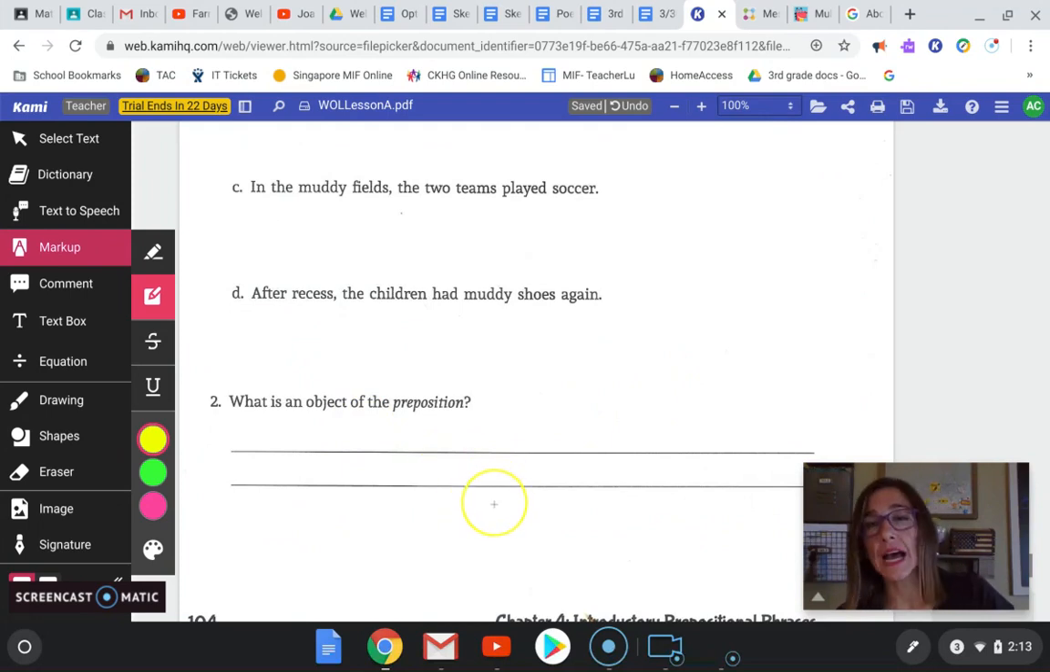Here, what is an object of a preposition? We just sung all of the songs, but I'm going to go ahead and play it for you again. Remember, that's why we learn the songs. You can also look on page 92.